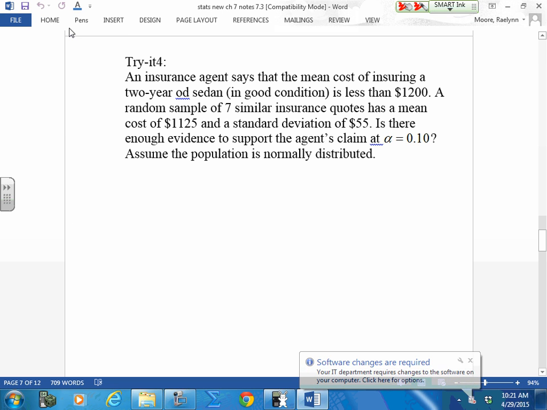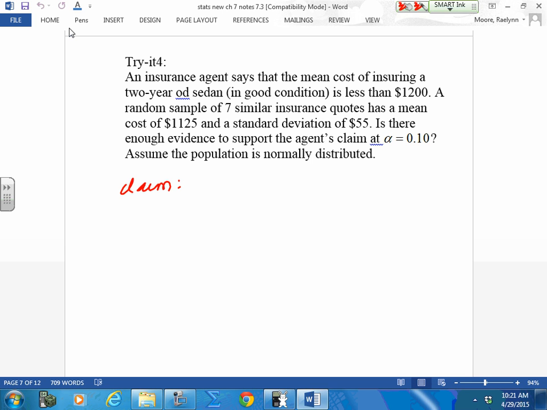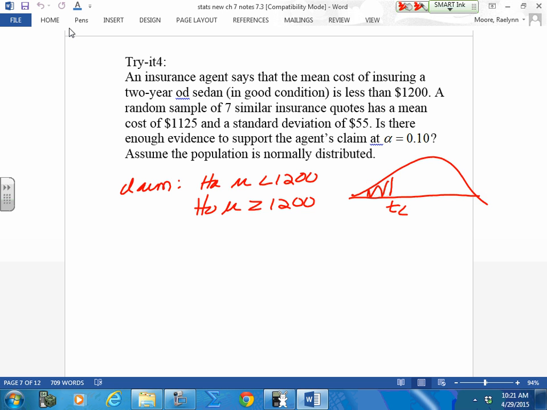So my claim. Damani, what's the claim? The claim is the HA, which is the mean is less than 1200. Good. So the tail is a left tail test. H0 has the equal sign. Okay. Pull out your information. You sampled 7, so what is your degrees of freedom? 6. Your mean is 1125, your standard deviation 55, at a level of significance of 0.10.